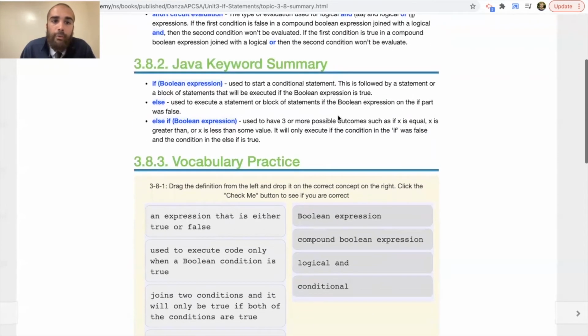It says if Boolean expression, the if, as well as the else and the else if. We talked about each of these. If is used to start the conditional. We have else, which is anything else. At the very end, if you're using ifs and else ifs, you can include an else to catch anything else.